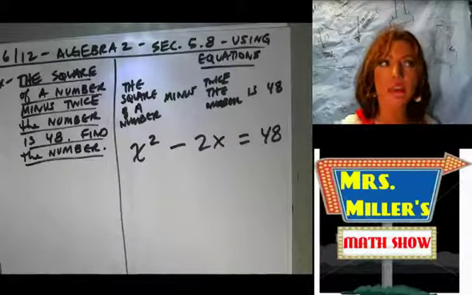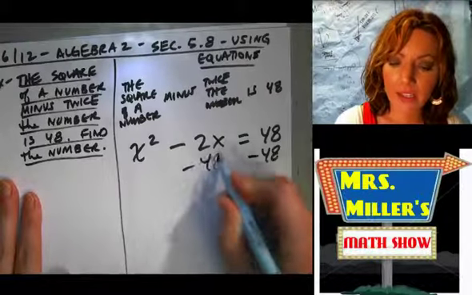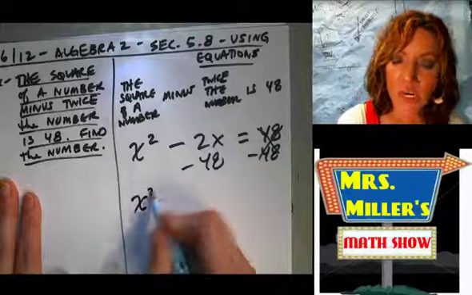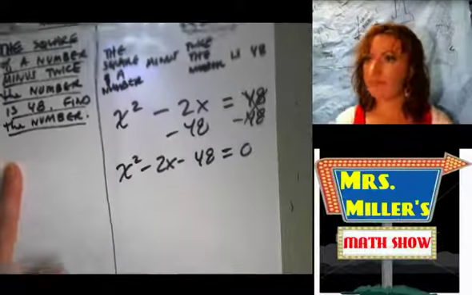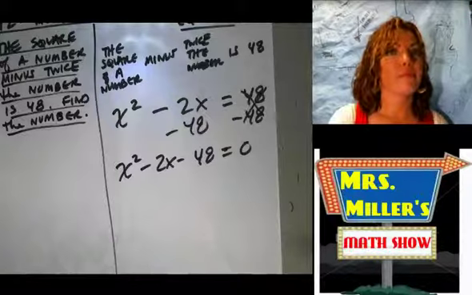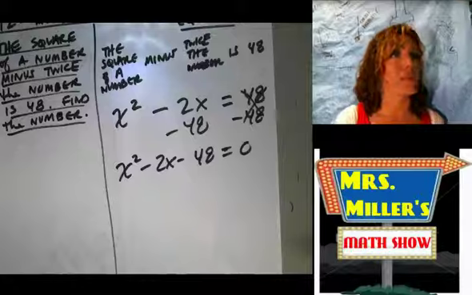Okay, so can someone tell me how we would go about solving this? Let's go ahead and have Zach. X squared minus 2x minus 48 equals 0. Okay, and then what? Is that the end? Are we done? It says find the number, so we probably need to find something.